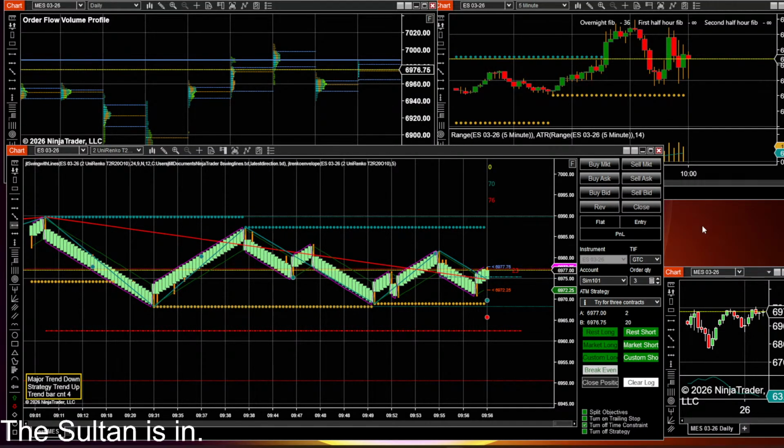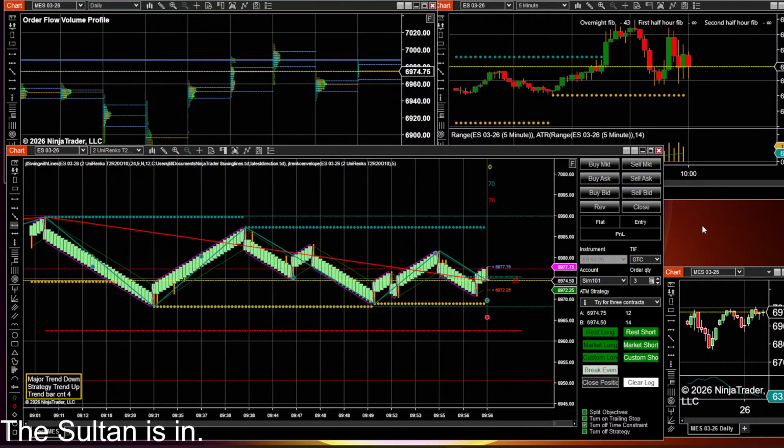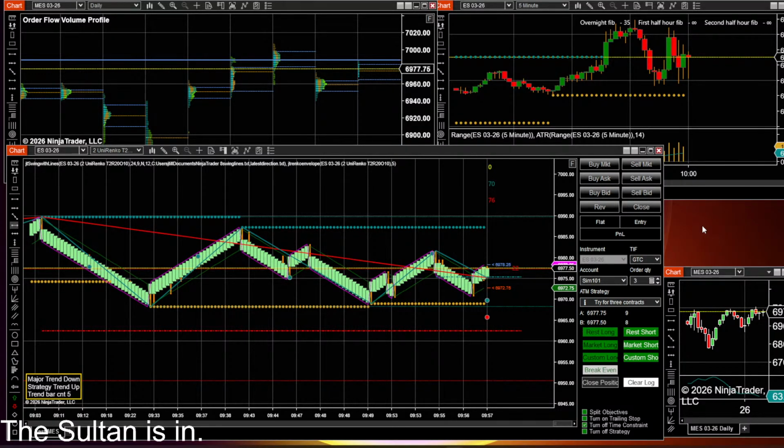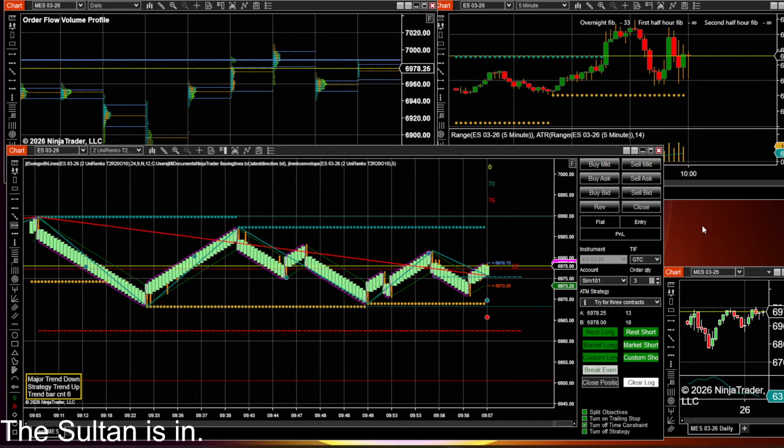I find it interesting that I've never put ES on here. I've always used MES, and I've had a break of structure to the downside and am trending down there, but it's not showing me the same results in ES, which is just an interesting observation at the moment.